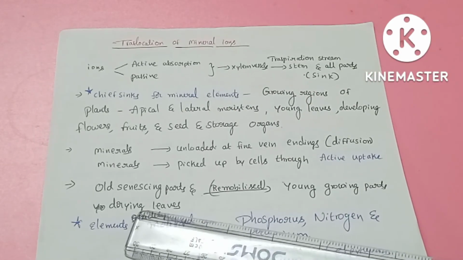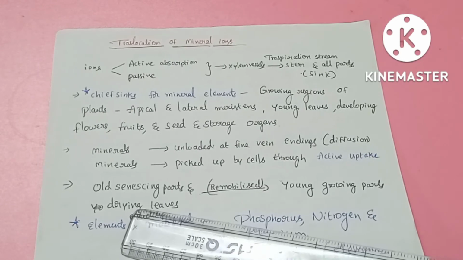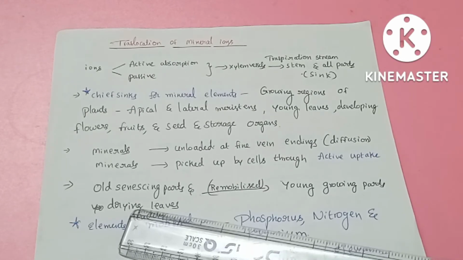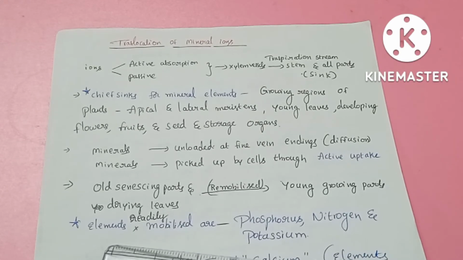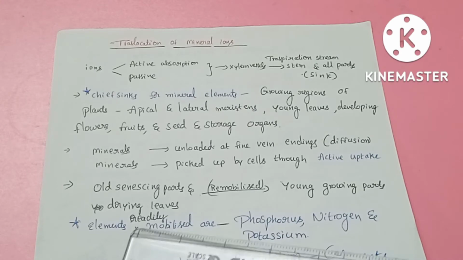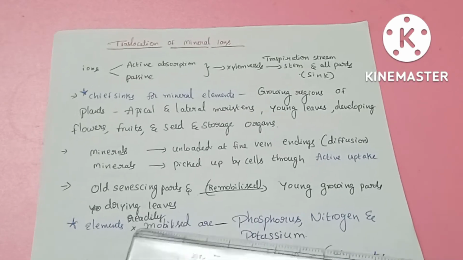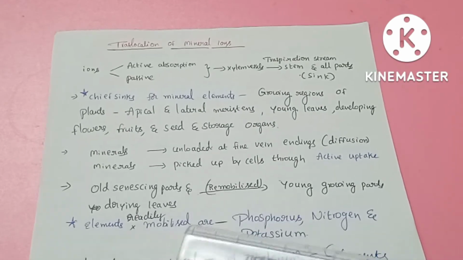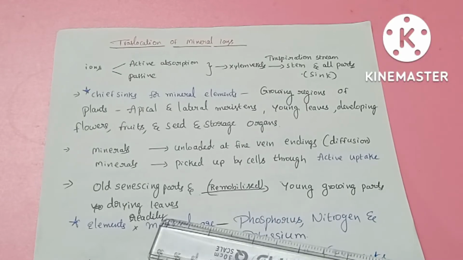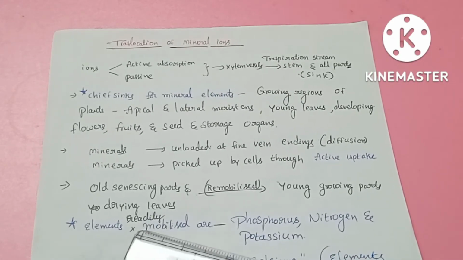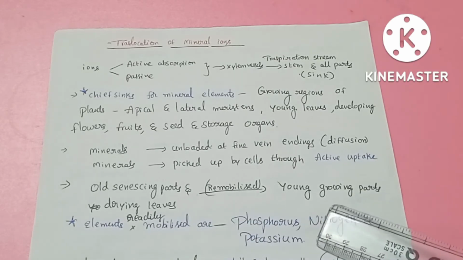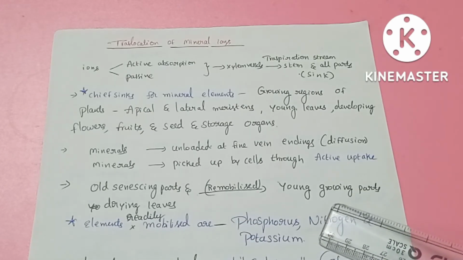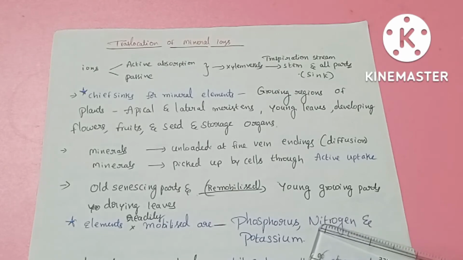And not only that, if you see the plant, it consists of some old senescing parts like dried stem parts, falling leaves, dried leaves, or dead leaves. Dead parts will be present, right? Dead flowers. From there also some nutrients will be present. So the nutrients present in those dead, drying, falling parts of the plant will be remobilized to the young growing parts.